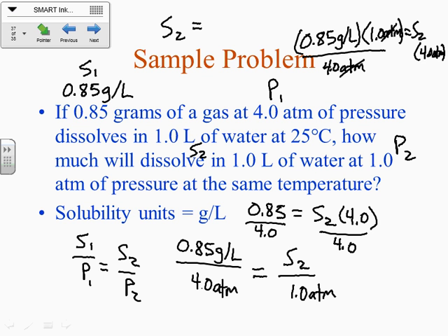You'd leave it as grams per liter? Yeah, that would be your solubility. Now, they are asking how much will dissolve in 1 liter of water. So you could say grams per liter, or you could just say grams, right? Because they're already saying how much would dissolve in 1 liter of water. Yeah, 0.21. And that's grams per liter. That's your solubility. So then technically the answer to the question would be 0.21 grams will dissolve in 1 liter of water. Okay?